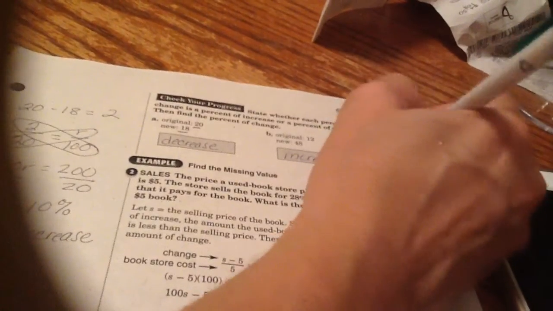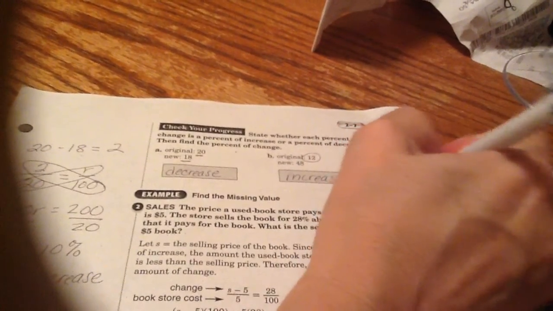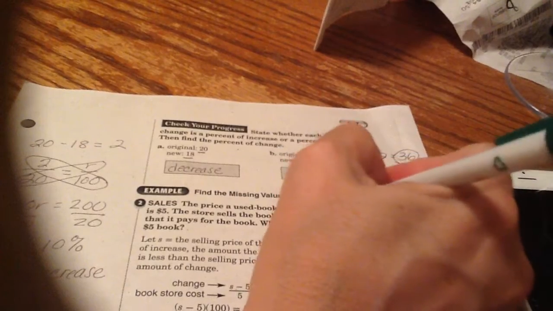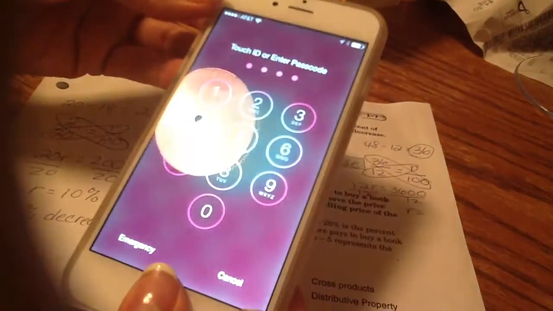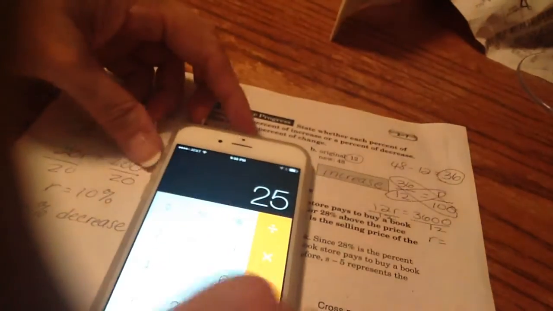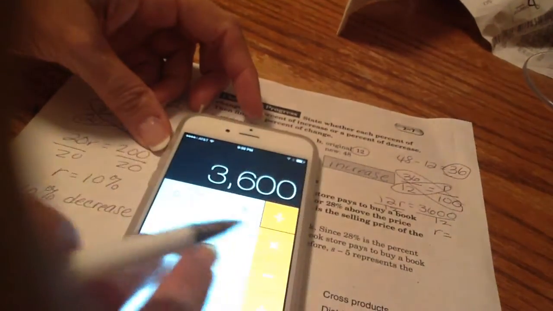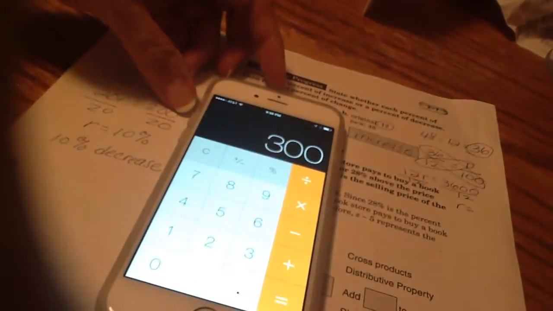And then you took that amount, put it over the original amount, 12, equals R over 100. Then you took 100 times 36 and 12 times R. Divided both sides by 12. So let's do that on the calculator. This time I'll use my thumbprint. So we have 3,600 divided by 12 is equal to 300.